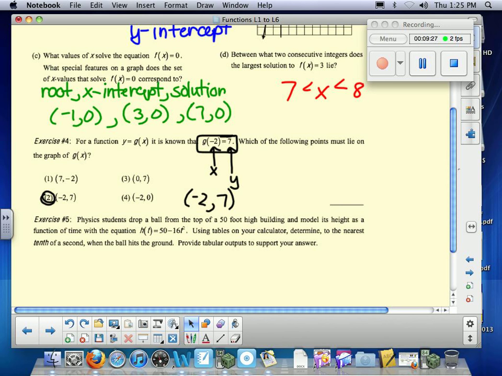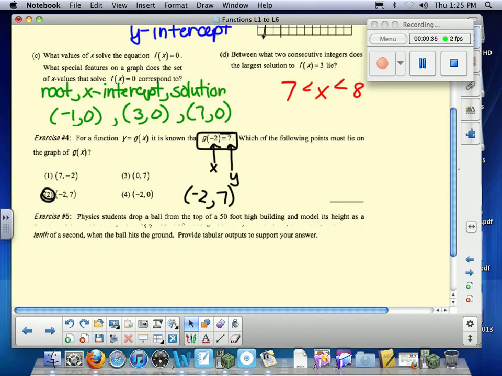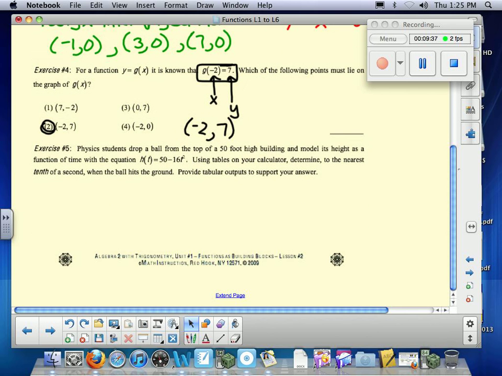All right, so physics students are dropping a ball from a 50-foot high building. I hope someone's making sure nobody's underneath that. And they gave us the function of the height based on the time. So clearly, there's going to be a negative happening there, right? So that subtraction sign makes sense. Start at 50, that's how high the building is, and then drop it.